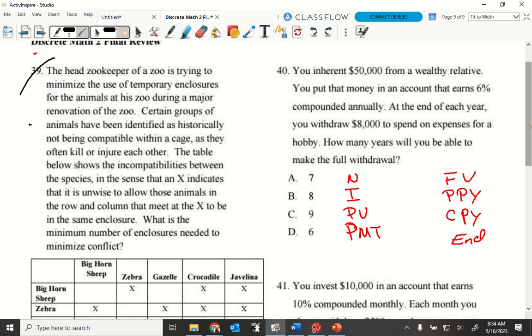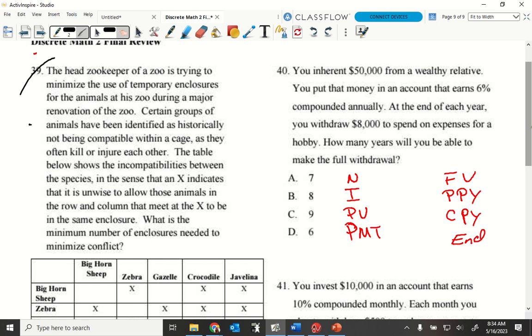How many months, right? It's not going to be months, though. How often do I take out money? Once a year, right? So my N is going to be how many years? So it's still going to be N.